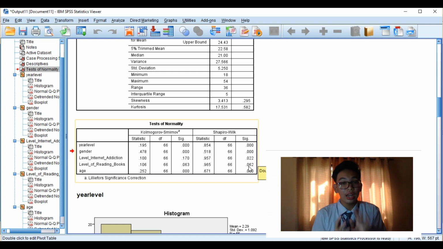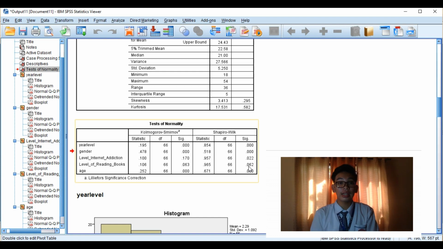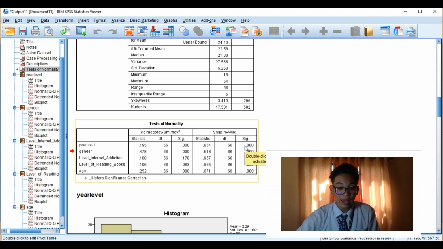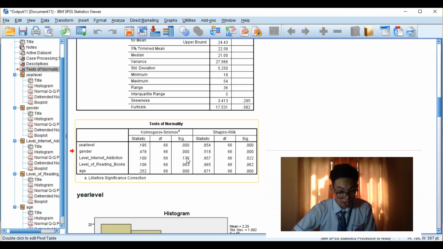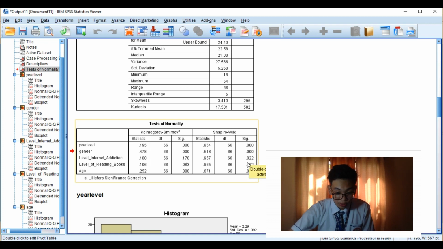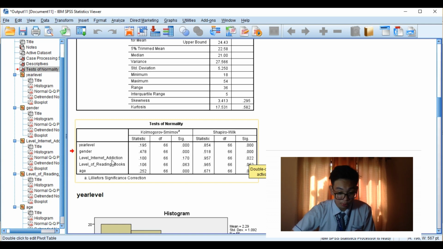How? Because if the p-value here is greater than 0.05, that would indicate that the data is parametric. However, if the value is less than or equal to 0.05, we can say that the data is non-parametric. So you can see here for the year level, 0.0 and 0.0, that would indicate non-parametric, the same as the gender. However, for the level of internet addiction and reading books, it is greater than 0.05. No, it's not. The 0.22 for the level of internet addiction is actually 0.022. That would indicate that it is non-parametric.